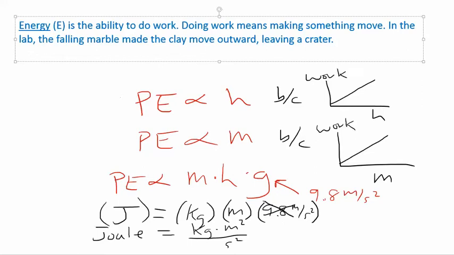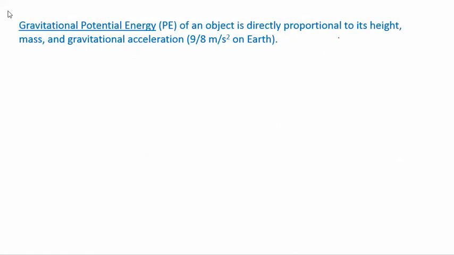Going back to this equation here, as long as we are using those units, then we can replace this proportionality with just a straight up equal sign. Potential energy equals mass times height times g. If you try to use, say, pounds instead of kilograms, you're not going to get joules. Or if you try to use centimeters, you're going to get centijoules. So let's go ahead and add this definition under what we just wrote. Gravitational potential energy, PE, of an object is directly proportional to its height, mass, and gravitational acceleration, which is 9.8 meters per second square on Earth.